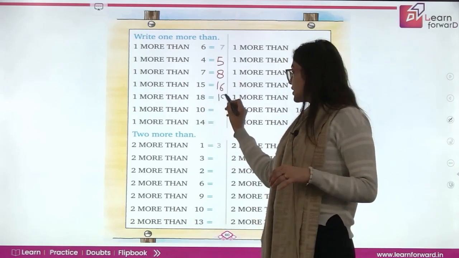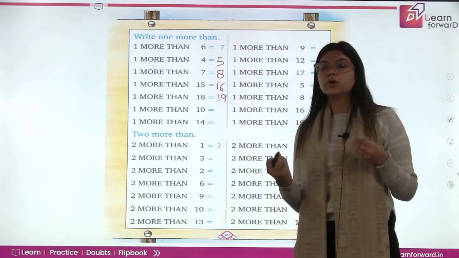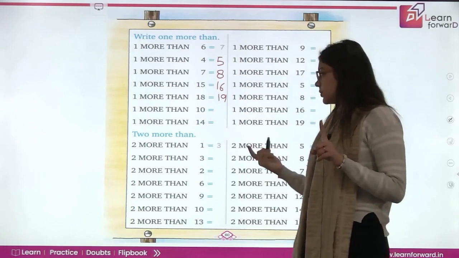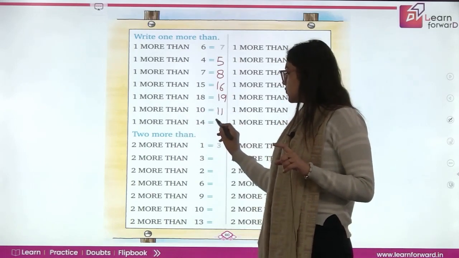हम इसमें क्या कर रहे हैं? हम इसमें सिर्फ एक नंबर ऐड कर रहे हैं. नेक्स्ट नंबर पे जंप कर रहे हैं बिकॉज हमें सिर्फ 1 मोर लिखना है. 1 more than 10 is 11. 1 more than 14 is 15.